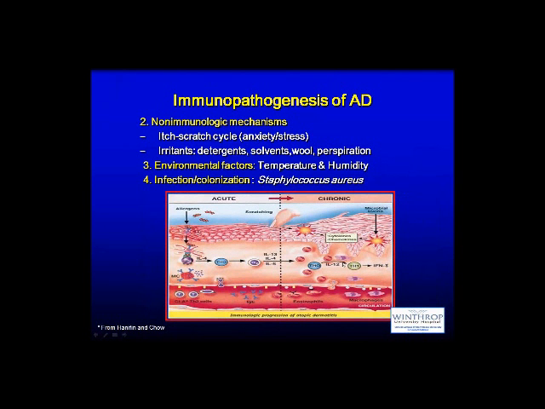There are non-immunologic mechanisms, for example, the itch-scratch cycle. We used to say that atopic dermatitis is an itch that rashes rather than a rash that itches. And here we have toxins, irritants, detergents, perspiration, microbial Staph aureus, and environmental factors affecting the chronic phase of atopic dermatitis.